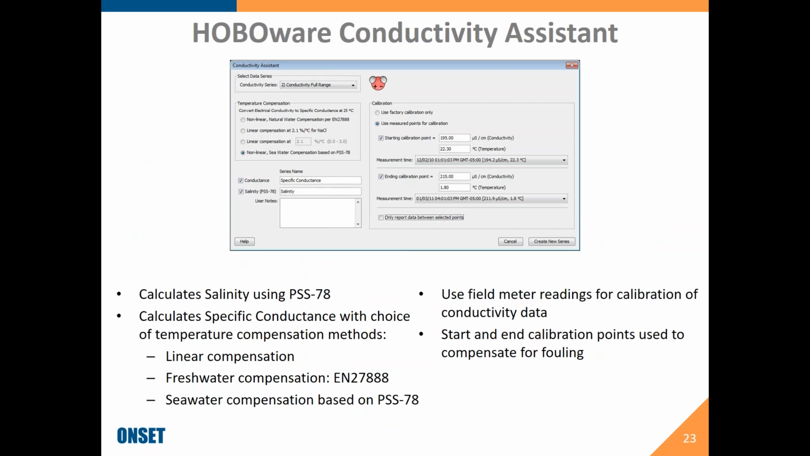And here's a screenshot of our conductivity data assistant I mentioned that's within HOBOware Pro. As you can see, there's really just a few calculations you need to input, and basically this data assistant does the rest of the work for you. You can use field meter readings for calibration of the conductivity data, as well as start and endpoint calibration points to compensate for any fouling that may have occurred during the deployment.